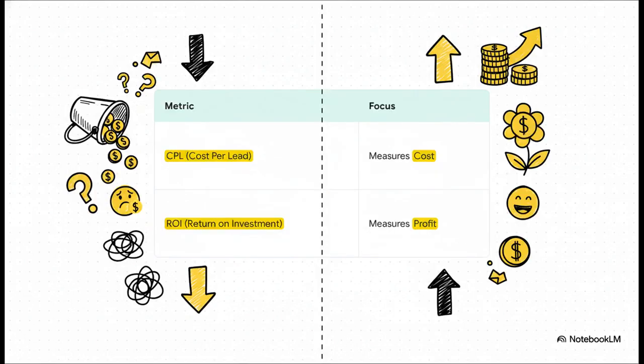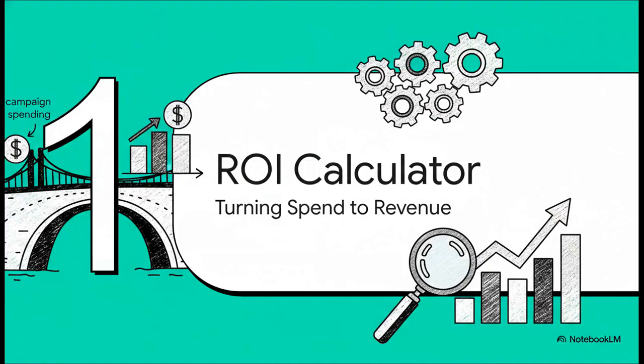And that brings us to a really fundamental mindset shift. So many marketers live and die by their cost per lead. And look, CPL is a useful metric for sure, but it only tells you the cost of getting someone's contact info. It tells you nothing about the quality or the value of that lead. ROI, on the other hand, measures actual profit. That's the language your CFO speaks. Shifting your focus from just CPL to ROI is how you go from being a campaign manager to a strategic driver of growth.